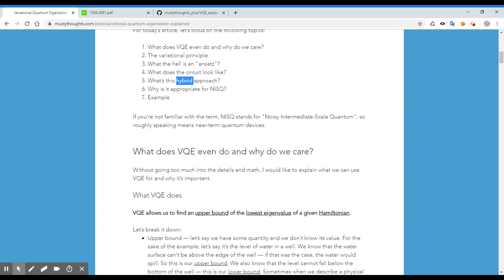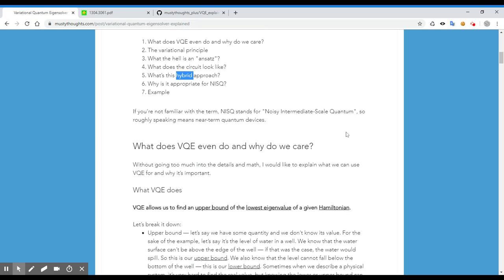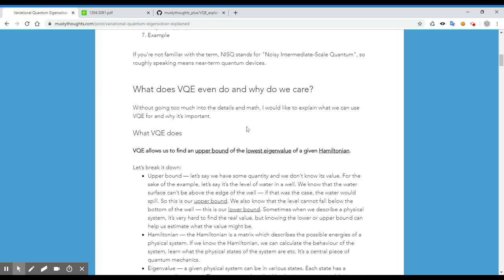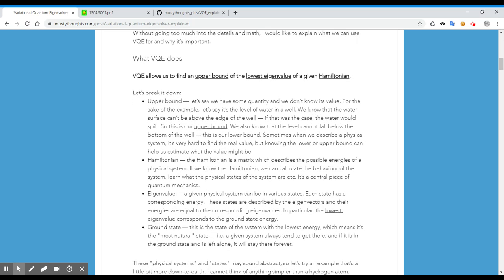What does VQE even do and why do we care? Without going too much into the details of the math, I would like to explain what we can use VQE for and why it's important. So VQE allows us to find an upper bound of the lowest eigenvalue of a given Hamiltonian.